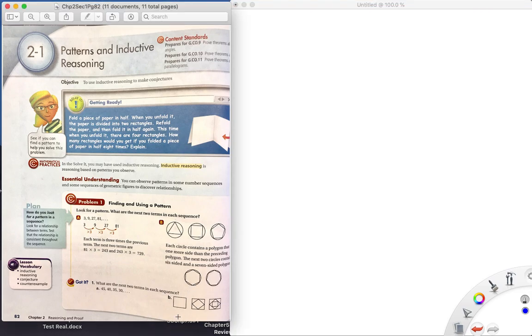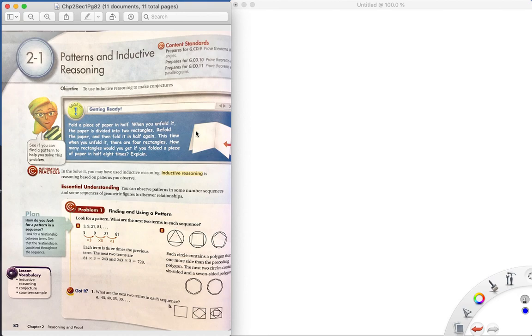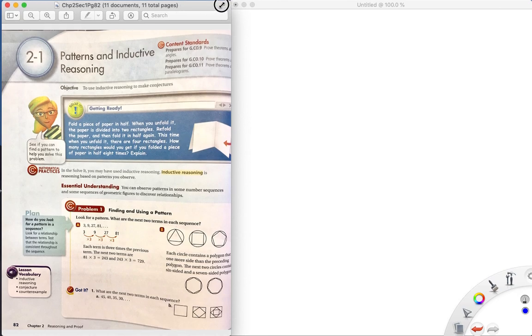Alright, this is Geometry, Chapter 2, Section 1 and 2, Inductive Reasoning and Deductive Reasoning. So, this is going to be our introduction into proofs. We'll start proofs very, very soon. But before we get there, we have to talk about certain types of thinking, a lot in terms of logic.